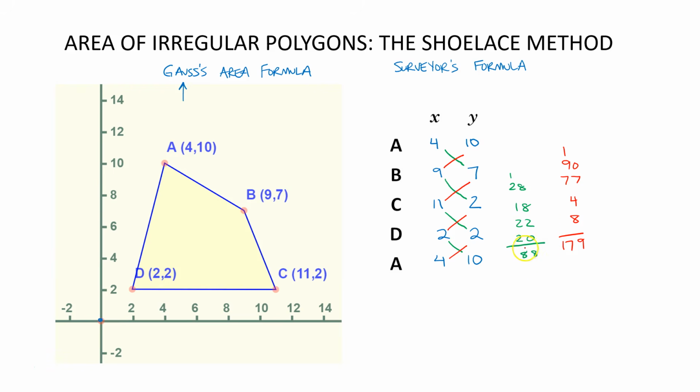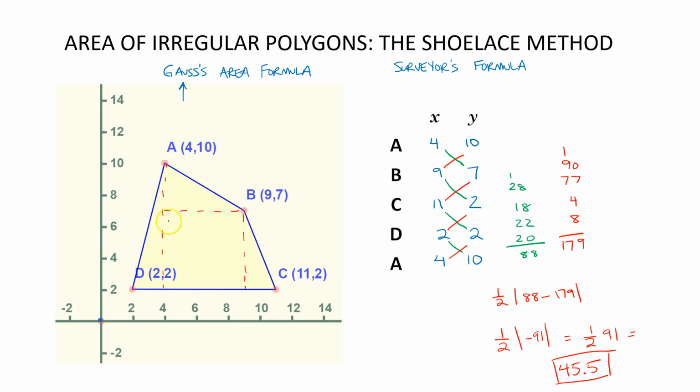Now we're going to do this column minus that column and take the absolute value. So we're going to do absolute value of 88 minus 179, and then if we do half of that, that's the area of this guy. So that's half absolute value of negative 91, which is half of 91, which is 45.5 square units of area.